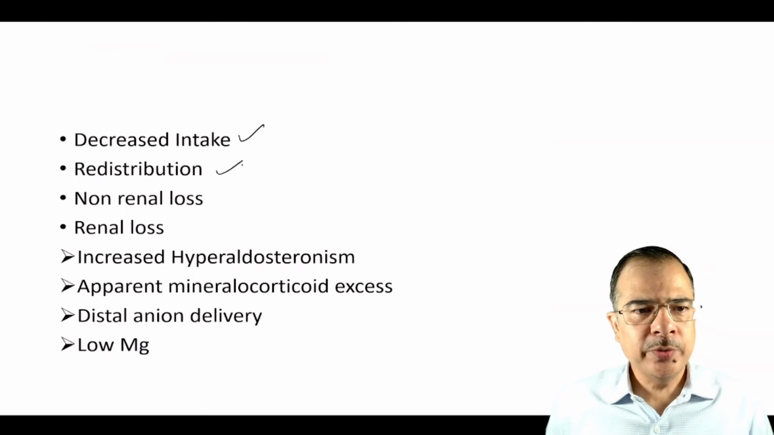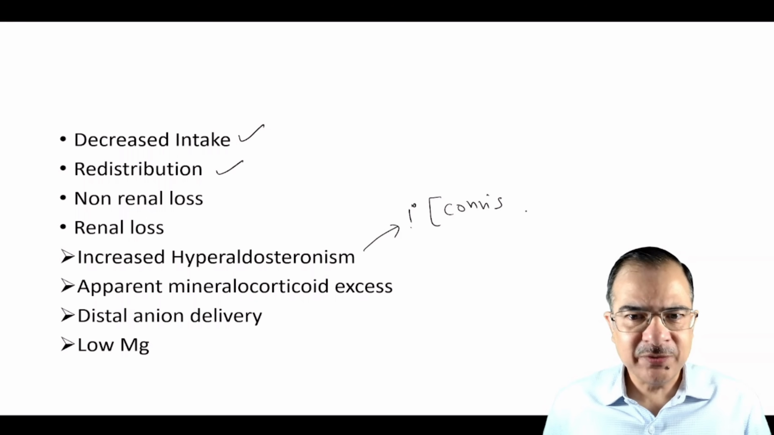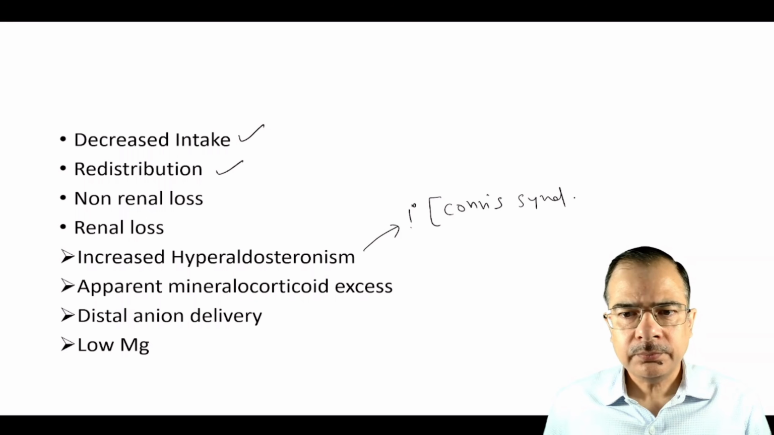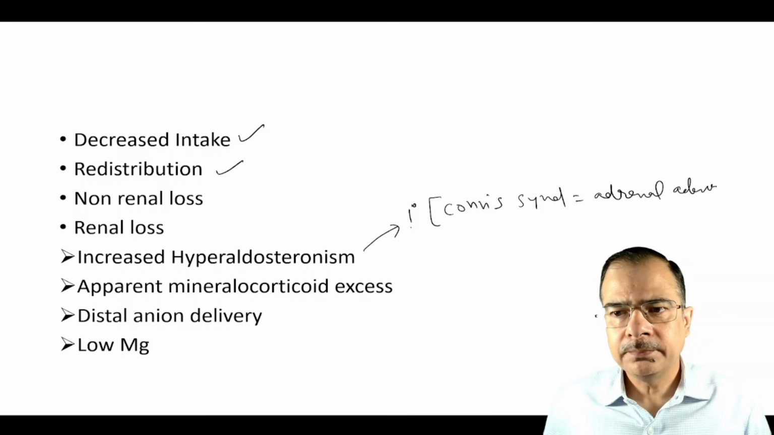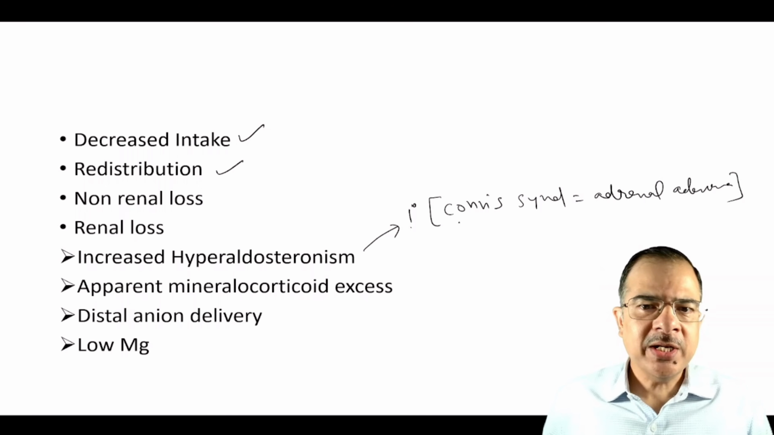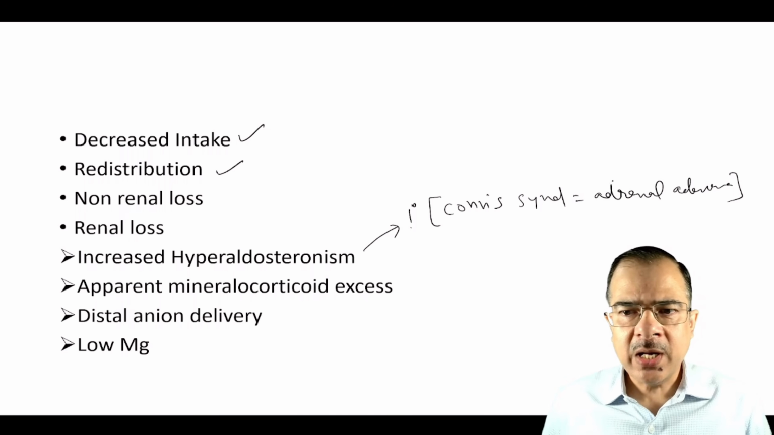Decreased intake, redistribution to the cells, non-renal loss, renal loss. Increased aldosterone, hyperaldosteronism, can be primary. Primary means like Conn's syndrome. So we'll revise once again. Conn's syndrome is an adrenal adenoma. So in this condition, what will happen? Aldosterone is high, and because of the aldosterone elevation, there will be a negative feedback on renin. So renin level will be reduced because aldosterone is high.